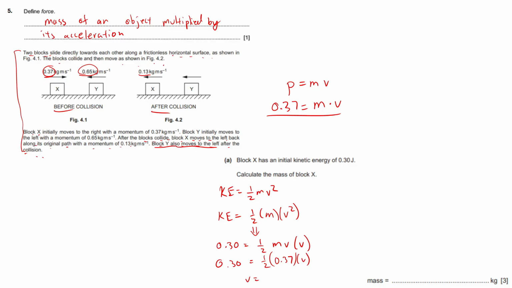Calculate that, which is going to be equal to 1.6216, and then we resubstitute it into our momentum equation, which is going to be mass times 1.62. And then it's a one variable equation, so divide, and m is equal to 0.228, and then to round it to 2 sig figs, it's going to be 0.23.